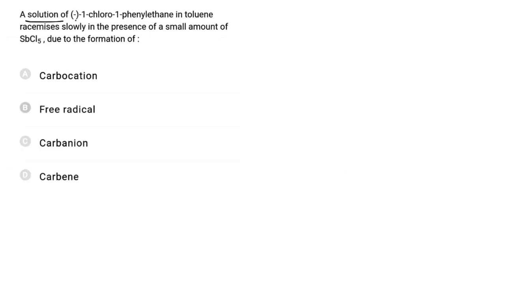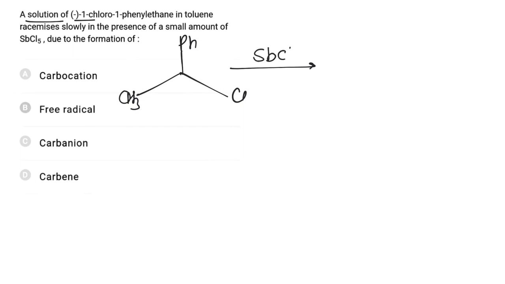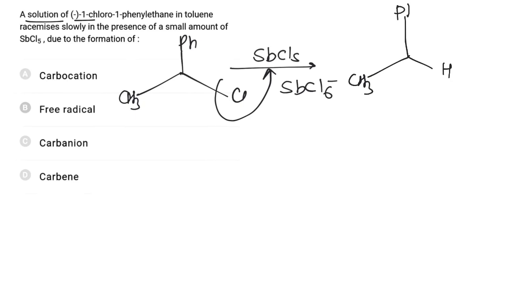A solution of 1-chloro-1-phenylethane. Now this molecule is 1-chloro-1-phenylethane. Now on reacting with SbCl5, SbCl5 acts as strong Lewis acid and it will abstract Cl negative and it will be converted to SbCl6 negative. So after removal of Cl negative, it will be converted to planar carbocation in which H, CH3 and Ph are attached to sp2 hybridized carbon.